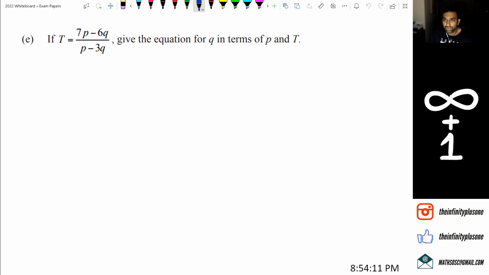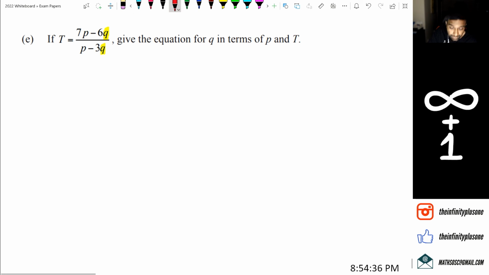Alright, so for the final question, question 3E, we've got a lovely rearranging question. What we're trying to do is put Q by itself. So we've got to get rid of Q. Now the issue right now with Q is you've got a Q in the numerator and you've got a Q in the denominator. And of course we've got this denominator P minus 3Q. So we've got to get rid of that first.